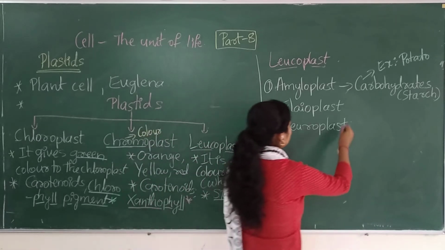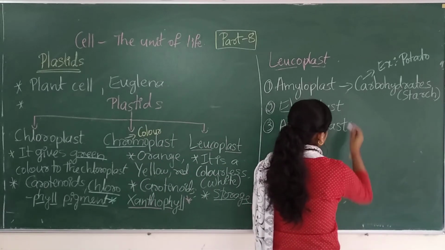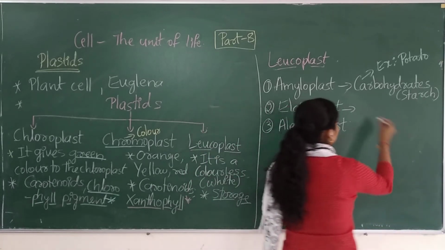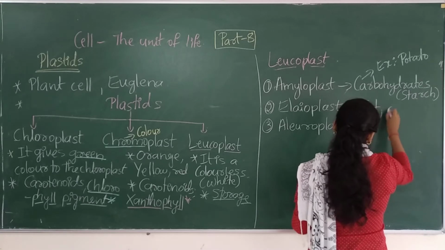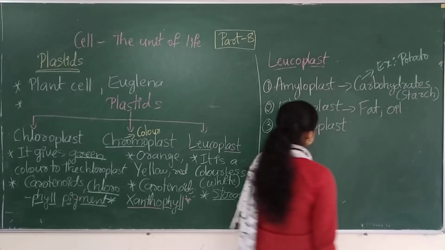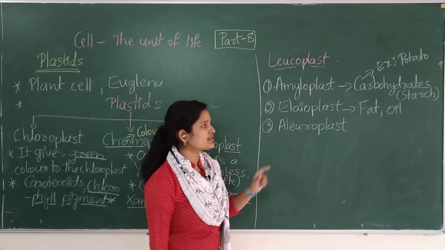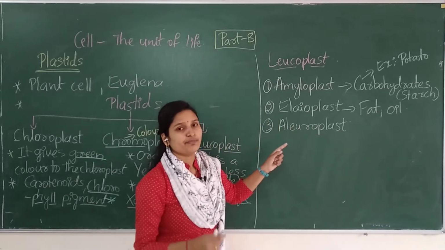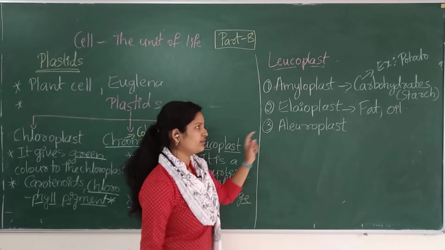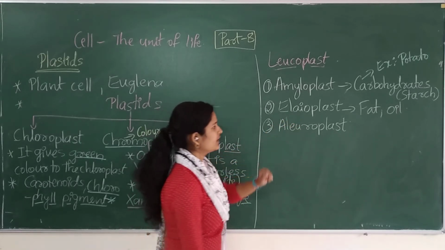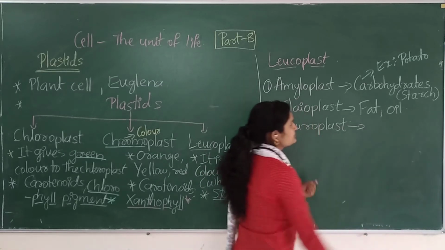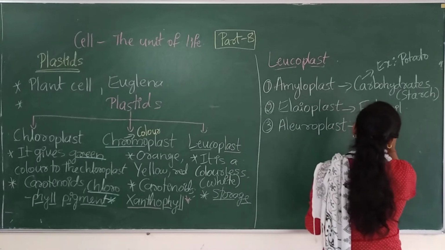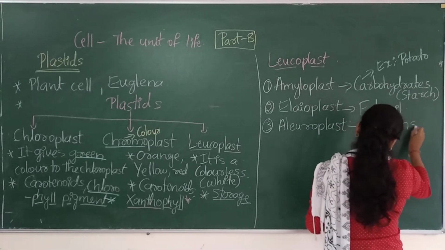Next, what about elaioplast? What does it store? Elaioplast mainly stores fat and oil in a plant. So remember the elaioplast. Then what about aleuroplast? It is nothing but protein. It is going to store the proteins in the plant.